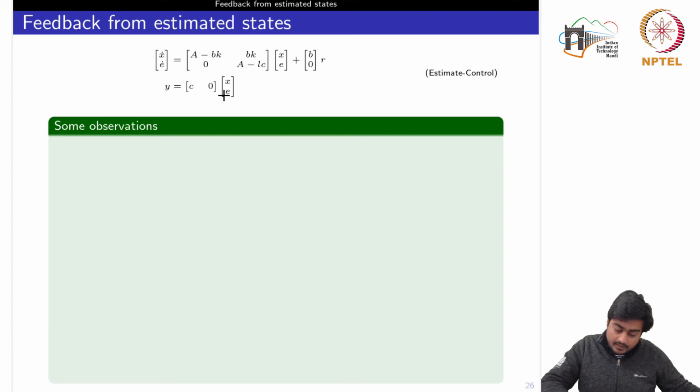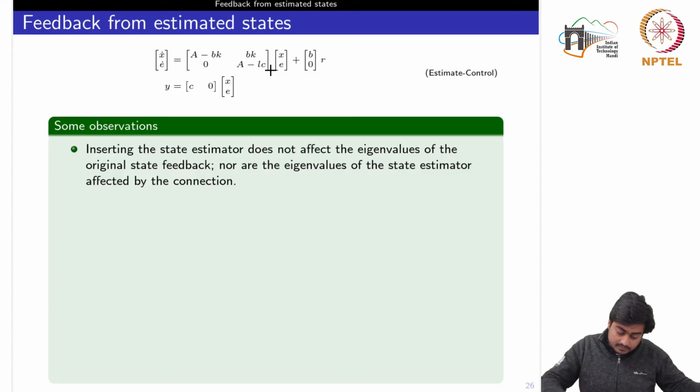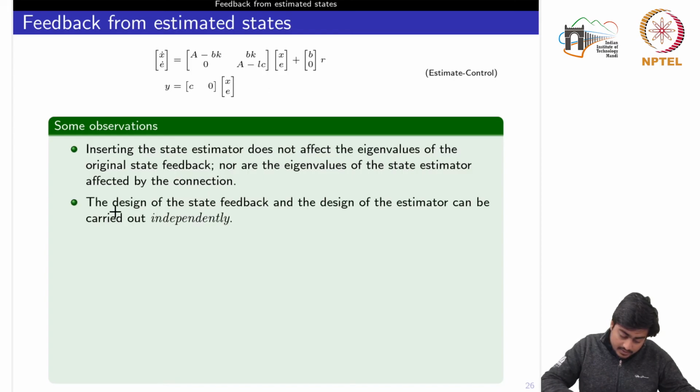So this was the estimate control or the closed loop dynamics we have obtained. So inserting the state estimator does not affect the eigenvalues of the original state feedback, nor are the eigenvalues of the state estimator affected by this connection. So this we had already seen. Second, as a consequence of this first point, the design of the state feedback and the design of the estimator can be carried out now independently.